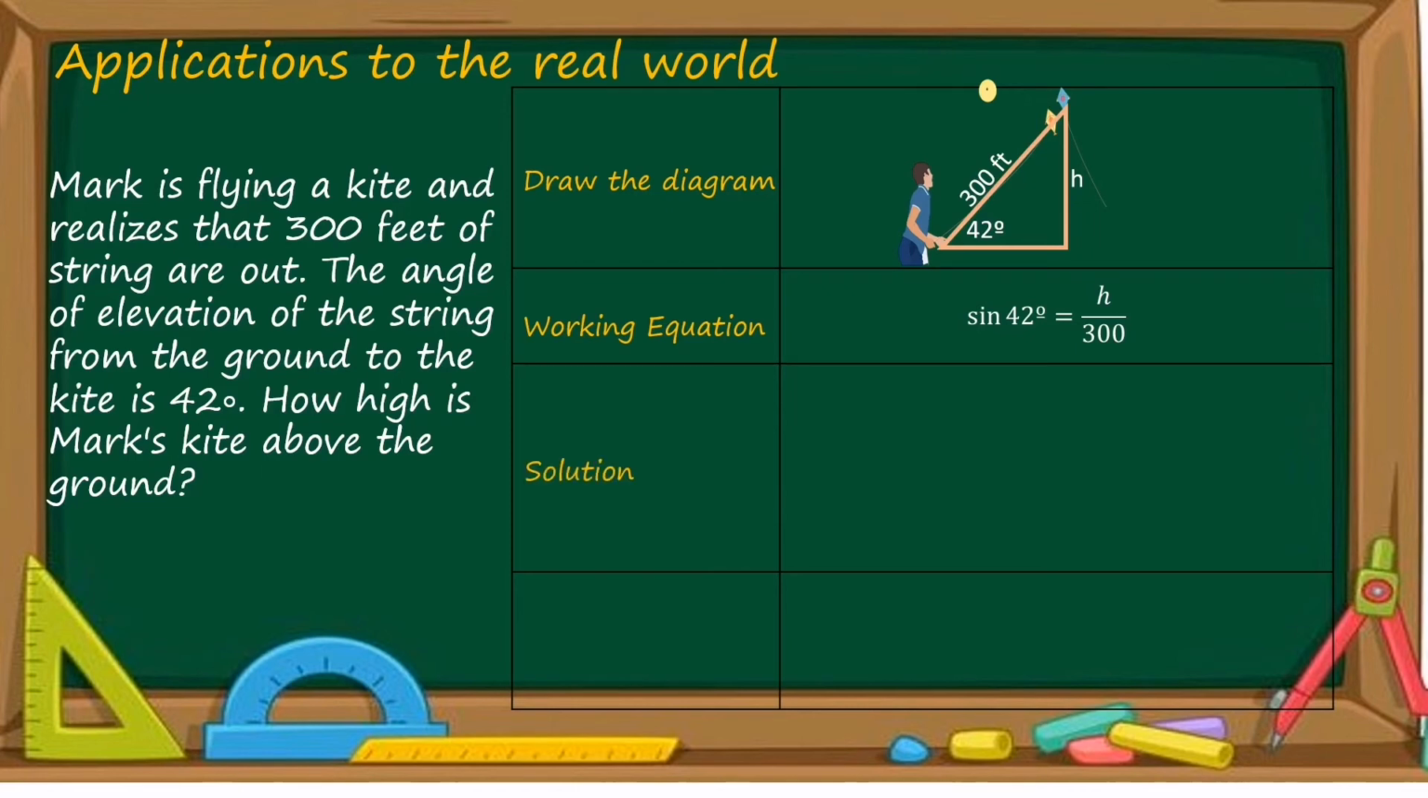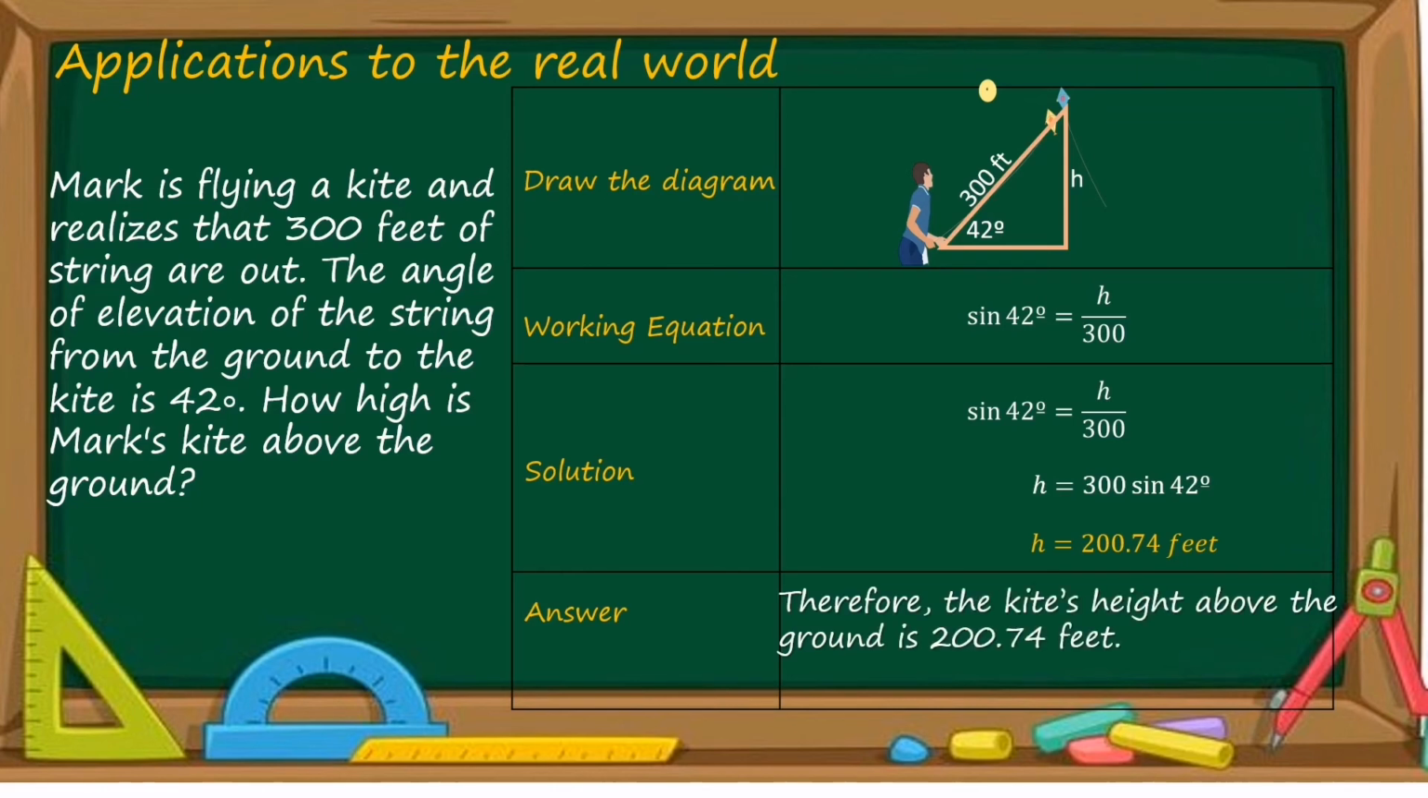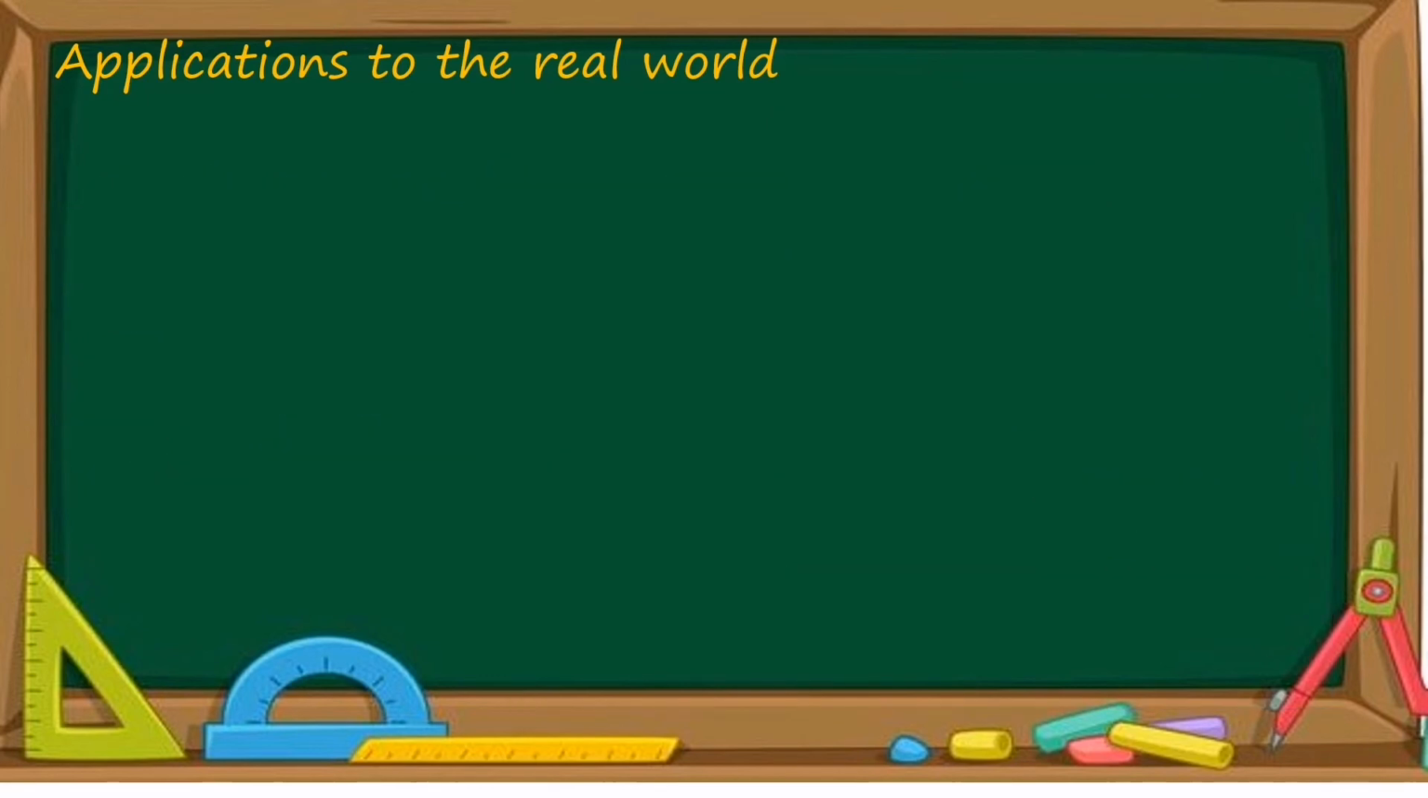Now, let us solve. Sine 42 degrees is equal to H over 300. By cross product, this equation will become H is equal to 300 times sine 42 degrees. In our calculator, the value of 300 times sine 42 degrees is equal to 200.74 feet. So our final answer is, therefore, the kite's height above the ground is 200.74 feet. There are other applications to the real world.